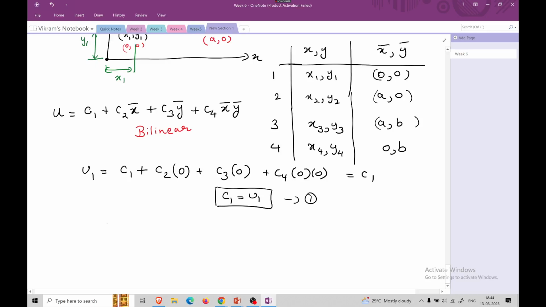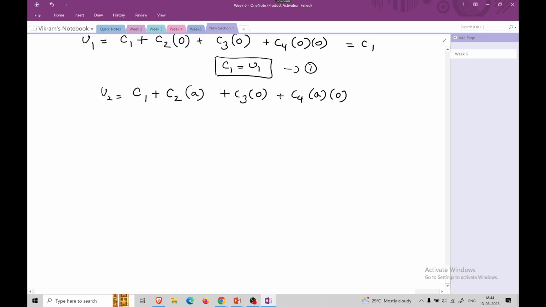Next equation, U2 is equal to C1 plus C2 times A plus C3 times 0 plus C4 times A into 0. I am simply substituting these points one by one and getting the constants. So my U2 becomes C1 plus C2 times A. These terms will vanish. So C2 is U2 minus C1 by A. C1 is nothing but U1, so C2 is nothing but U2 minus U1 by A. So this is my second equation.